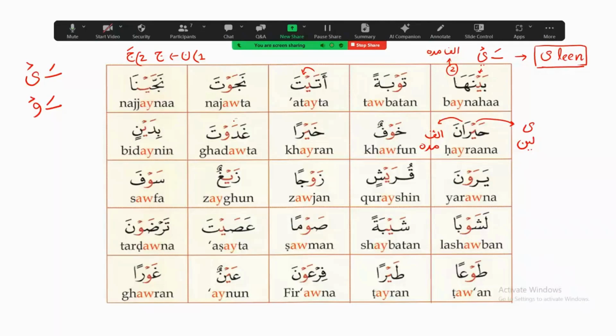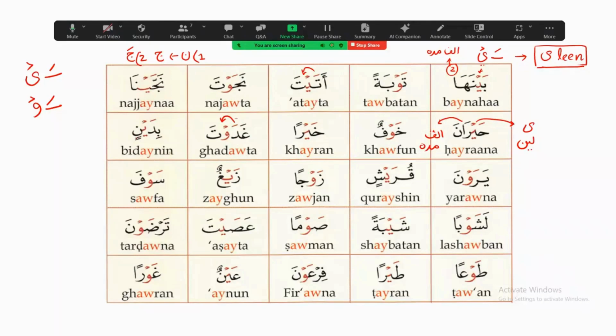Dauta, dau. This is lean. The sound will just shift. In lean we kind of attach the sound of the next letter, but in the case of madda, we stretch the sound. That is the difference between these two as well. غدوت.